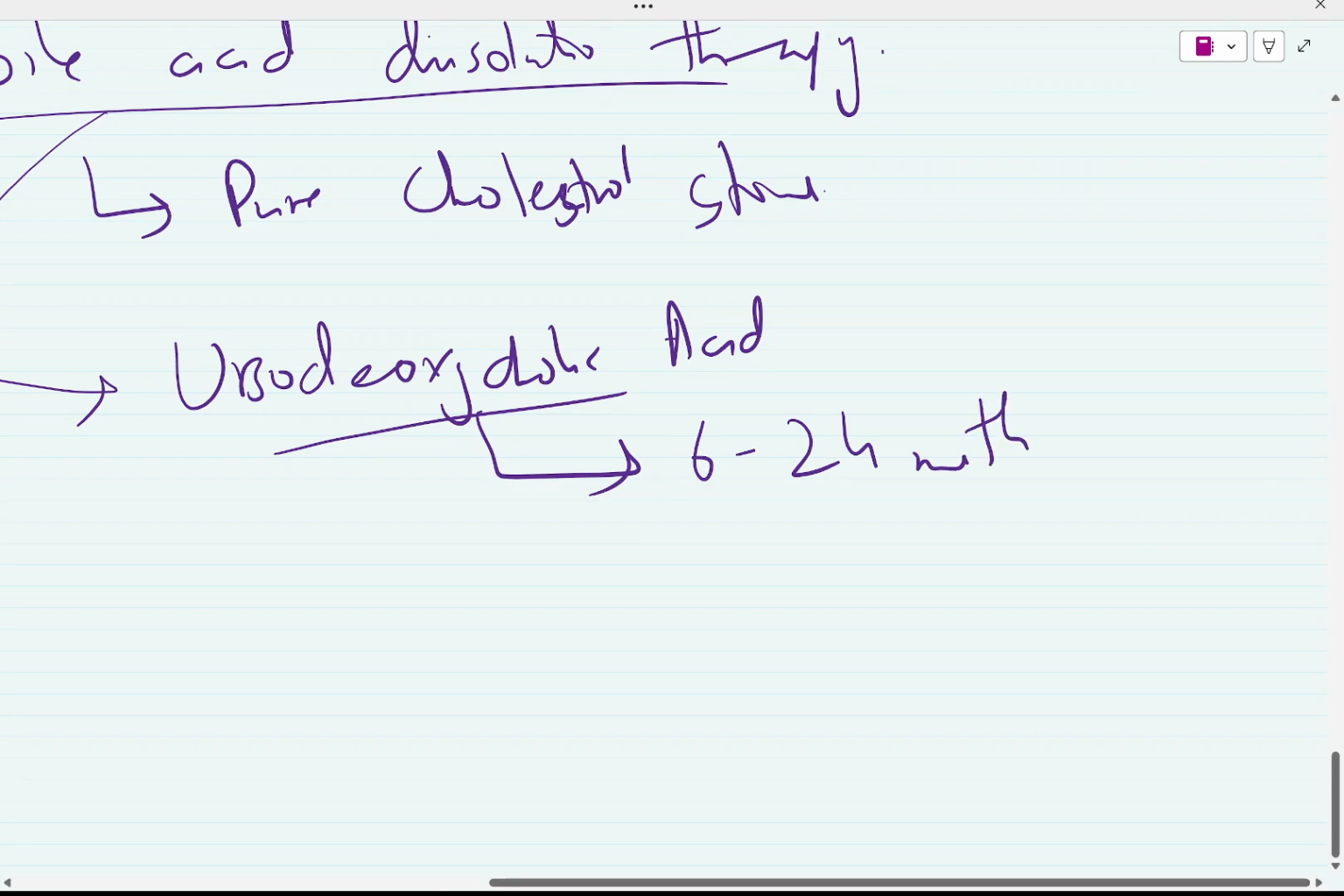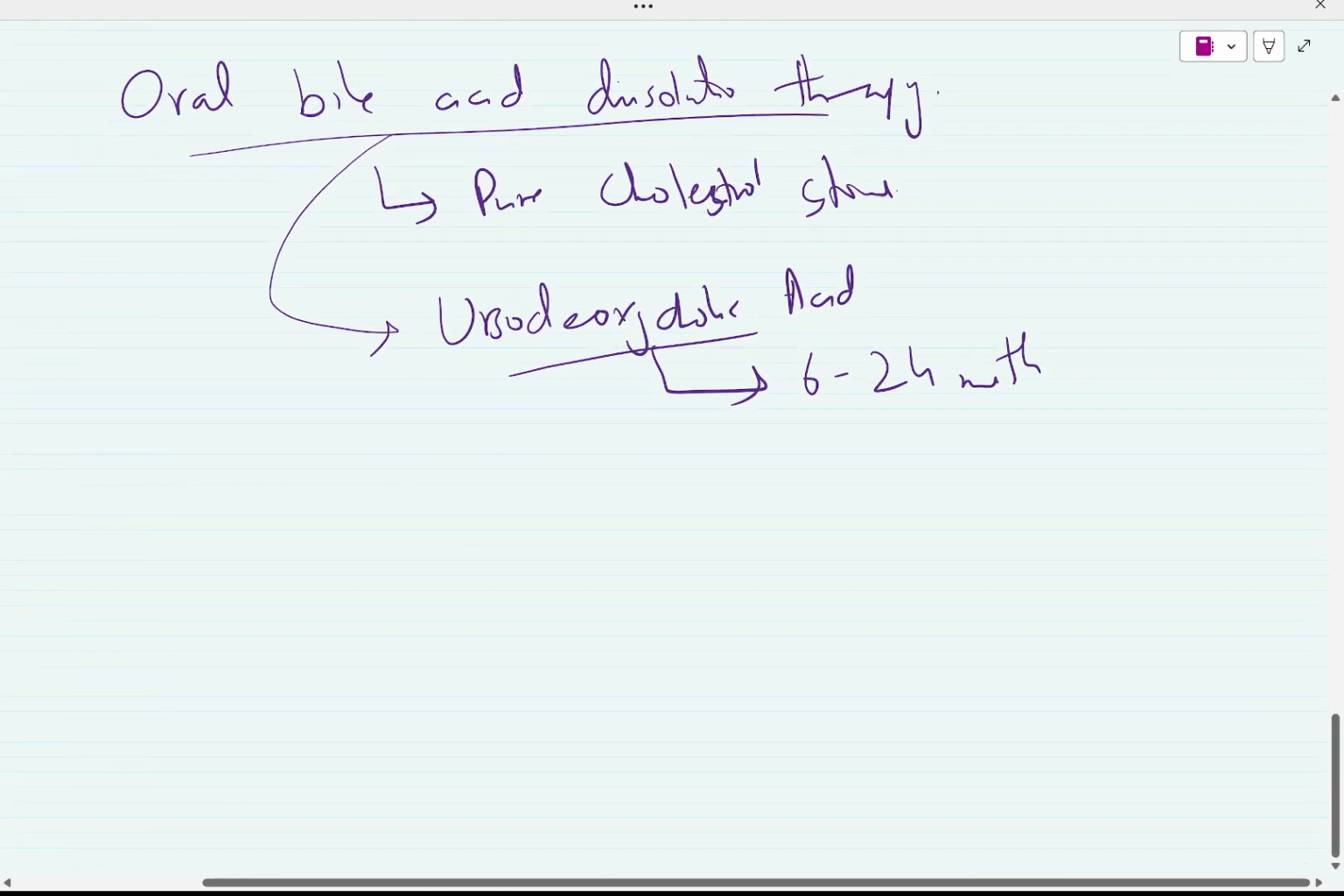Next thing we can do in a patient who is not reluctant to have surgery, or who can afford it as it is an expensive procedure, is extracorporeal shockwave lithotripsy. So let's study ursodeoxycholic acid.